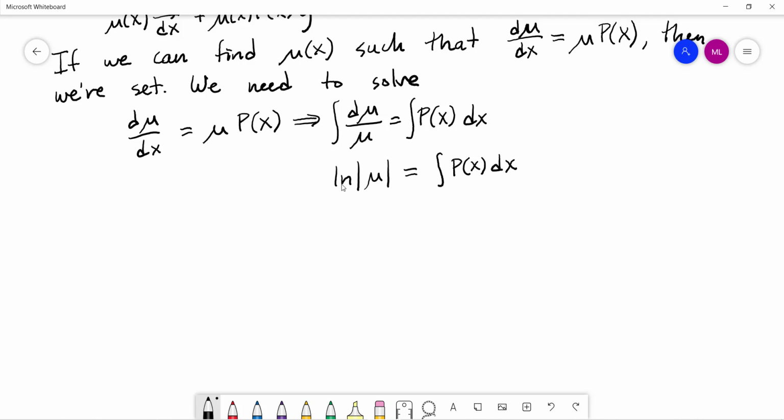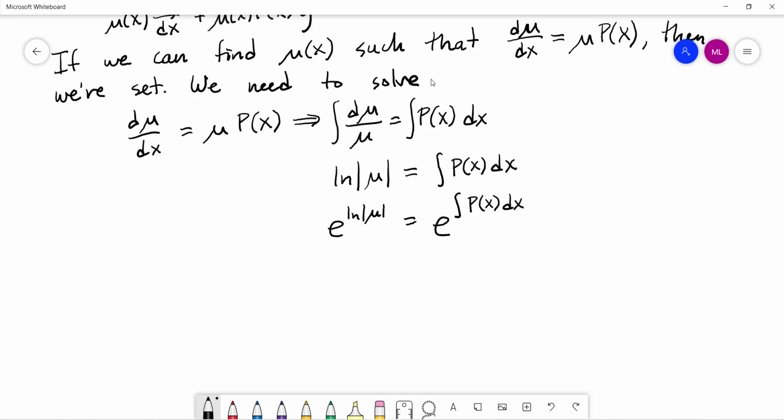What's the next thing I need to do? I need to get rid of the natural log because we were trying to solve for mu. Again, our goal is to find mu such that this relationship holds. So our goal is to solve for mu. I'm going to exponentiate both sides. And when I do that, this is the same as we did before. So I'll get e to the natural log of the absolute value of mu is equal to e to the integral of p of x dx.